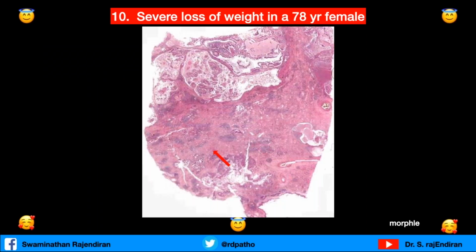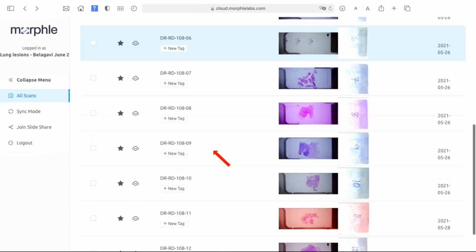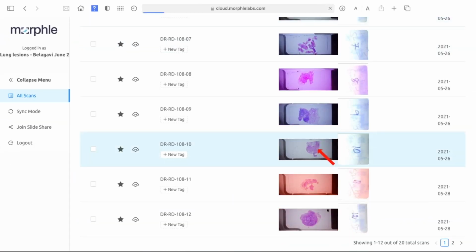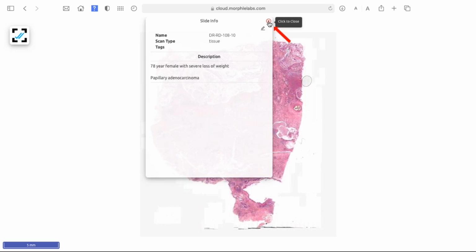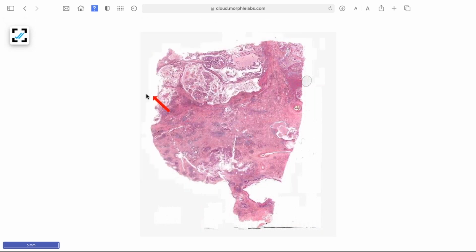This is case number 10. So this is the section of lung. This is a lobectomy. They cannot take it like this in a transbronchial biopsy or in VATS. And for malignancy, they never do VATS. VATS they do only for interstitial lung disease.